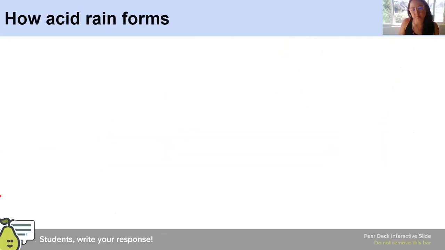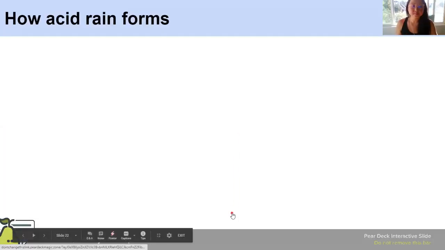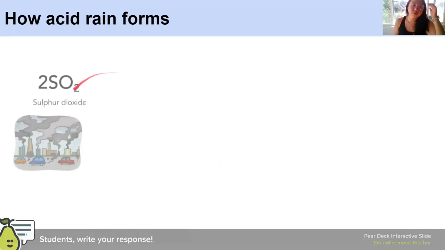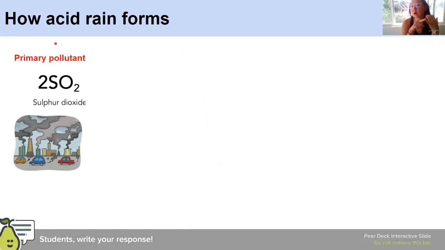In class I took time to explain how acid rain forms. This is going to be kind of like an ozone explanation, so bear with me, this is the chemistry behind acid rain. When we remember sulfur dioxide, which is a primary pollutant, that means it comes from cars and factories and the burning of fossil fuels. Those get released directly into the atmosphere.